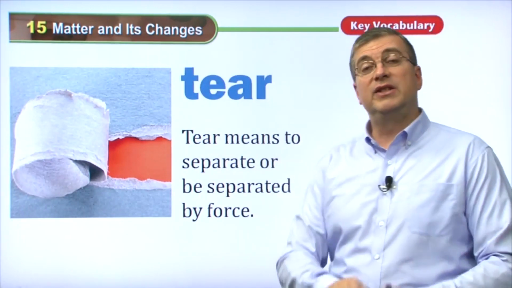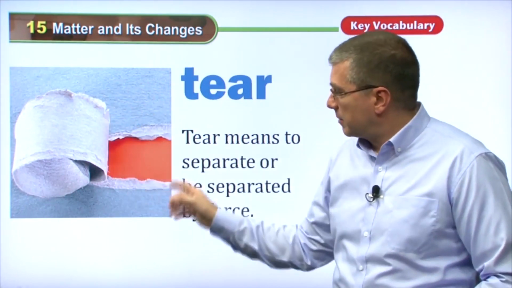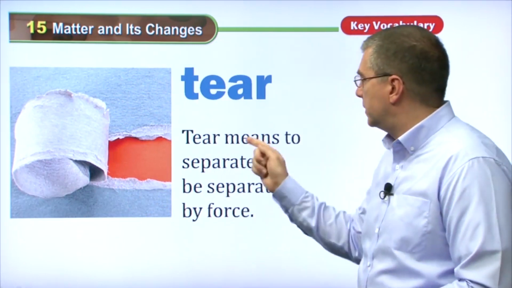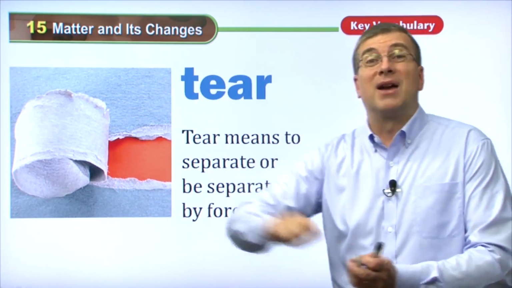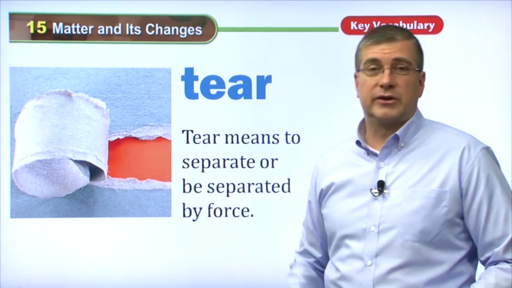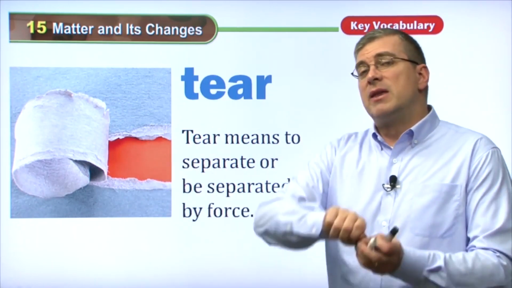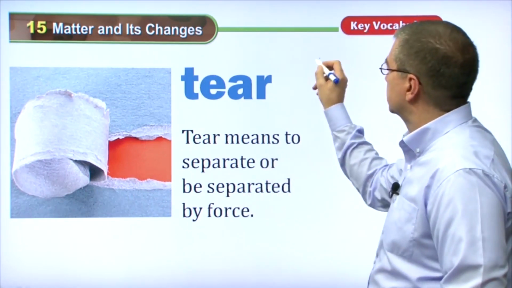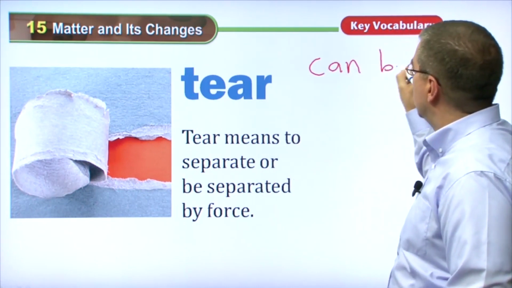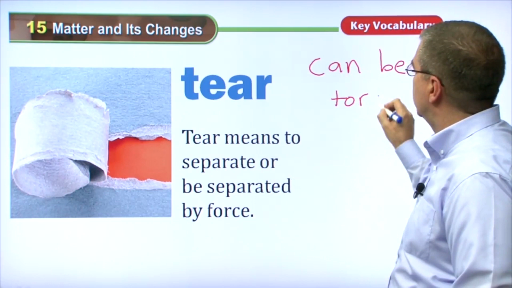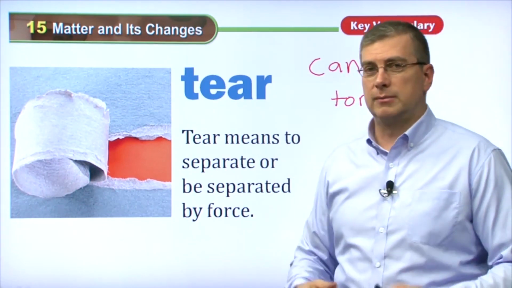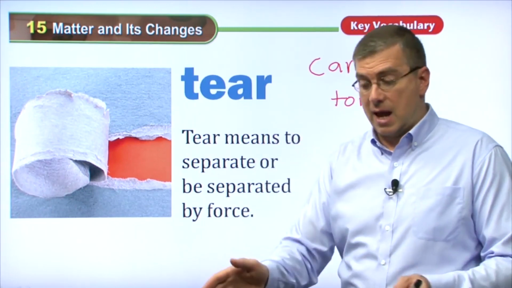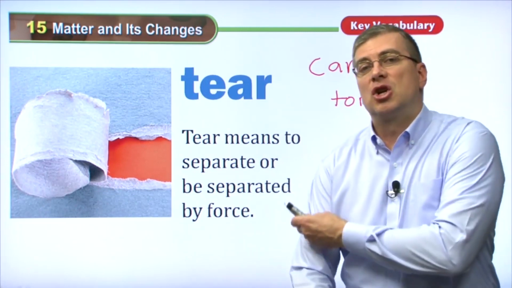Another way to change matter is to tear it, especially when we have something like paper or fabric. You can tear that. Tear means to separate or be separated by force. So things that are soft, we talked about in a previous lesson, can be torn. So tear changes to torn when you're talking about something in the past, it is torn. My shirt is torn.